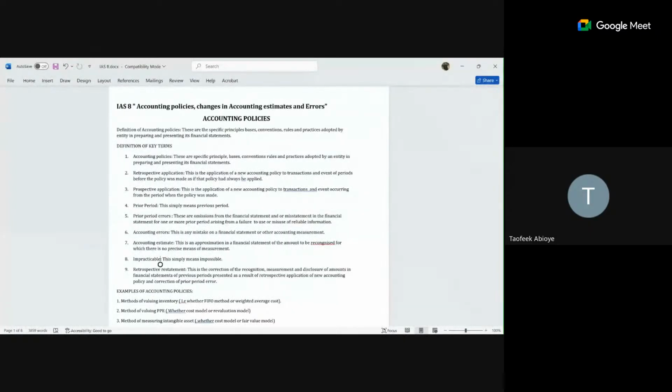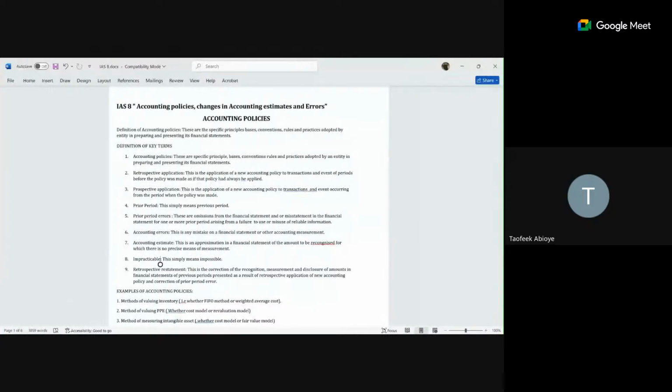And we have accounting estimates, an appropriation in financial statement of an amount to be recognized for which there is no precise means of measurement. So it's just based on company policy. You just decide that the estimate we are using for this particular transaction is the estimate we are going to use for this particular provision. By making a provision, the organization can decide that in our own organization, we are going to make use of our previous month bill to make provision for this recent month and subsequent month bill. There should be consistency in your decision.